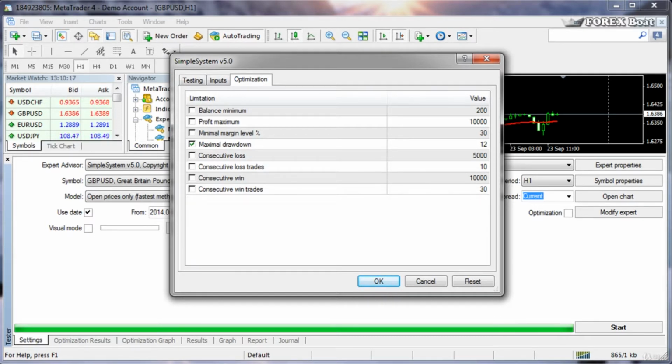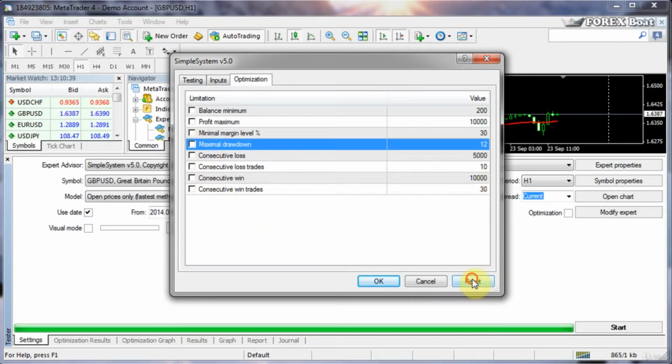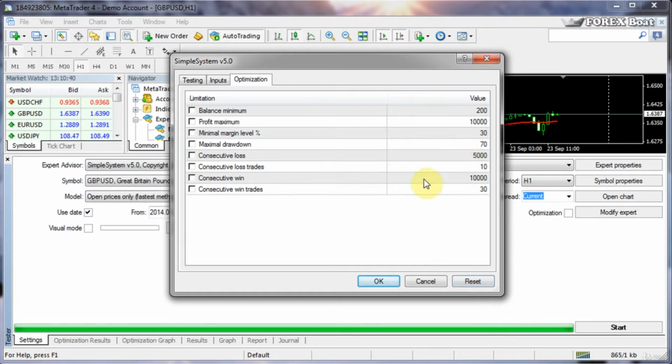In the previous tutorial we talked about setting limitations for your optimization, and today we will talk about the two-dimensional surface analysis. Here I have the optimization settings open for our Expert Advisor Simple System version 5.0, and I still have this window from last time. So here I'll just uncheck the maximum drawdown and click reset, so we don't have that interfering with today's tutorial. And I'll click OK to save that and go back into Expert Properties.